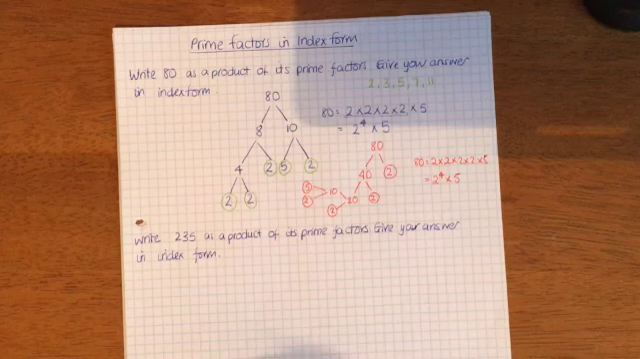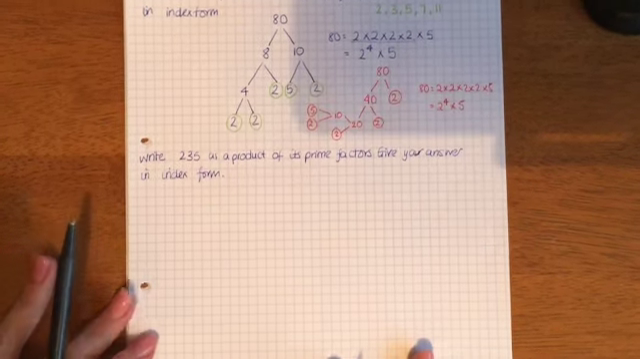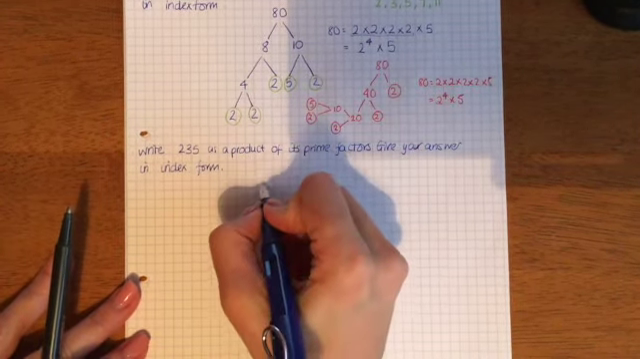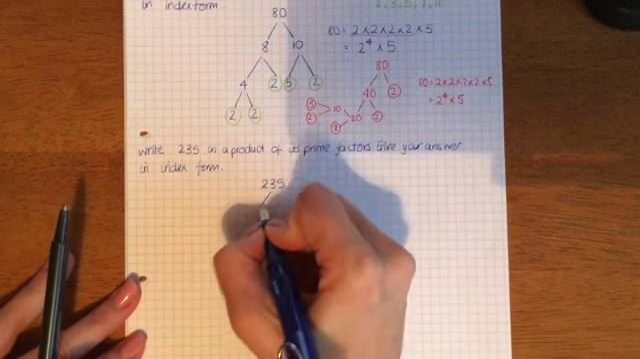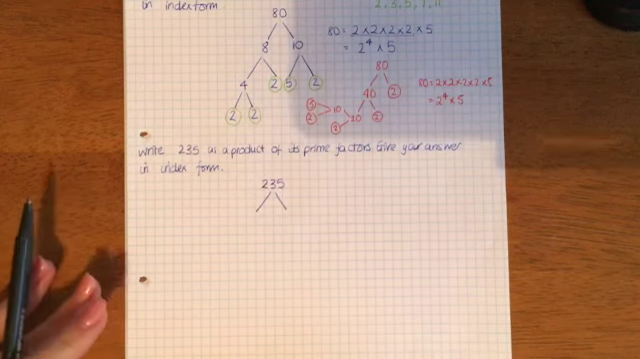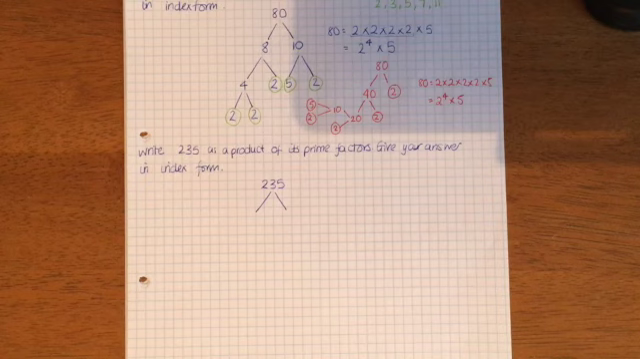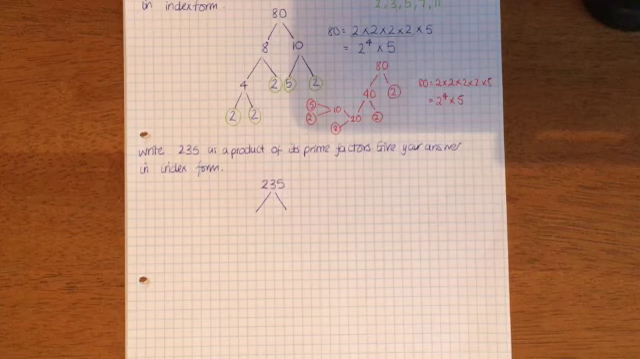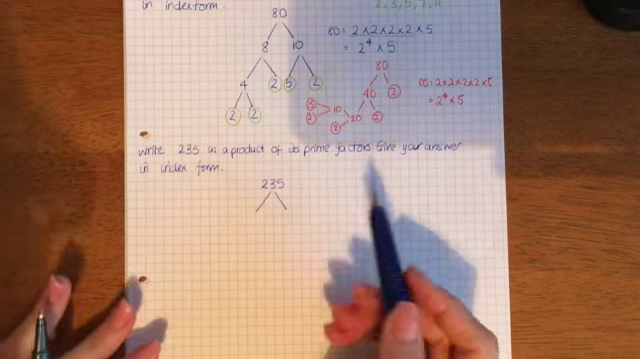Okay, so we're going to have a look at the next one. So I've got 235. So I start off in the same way and I draw my two branches. Now, I don't know two numbers that multiply together to make 235. You might, but I don't. What I do know is, knowing my rules of divisibility, that this number can be divided by 5. Okay, because it ends in a 5. So that's the obvious one.